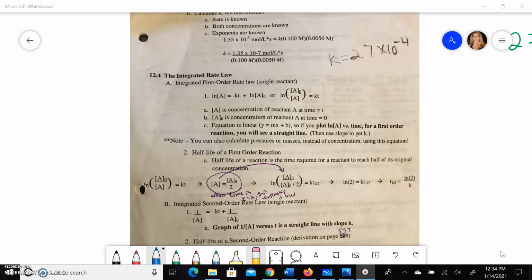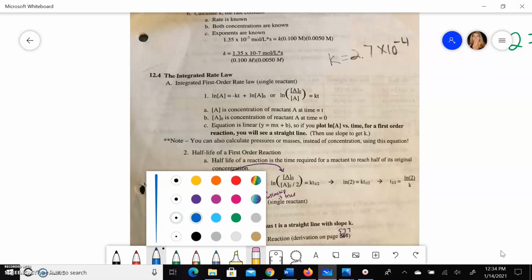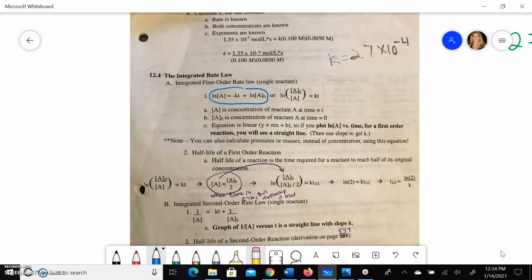So we're going to start with first order, meaning, in this case, we're going to have a single reactant. And you can see that the integrated first order rate law is this equation right here. You don't have to memorize that. In fact, this one is in your reference packet. It's written just a little bit differently. So if you subtract natural logs, you can move it to the other side, but it looks a little bit different, but it's the same equation. So you don't have to memorize it.